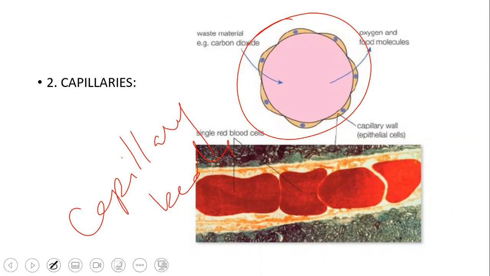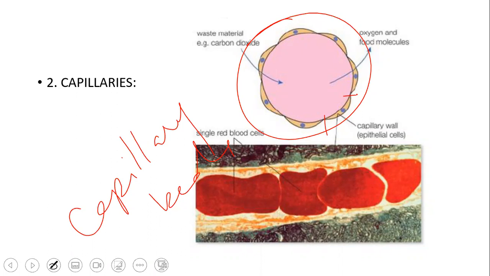The second thing you need to know is that the wall of the capillary is partially permeable. There are gaps present in the cells of the endothelium. There are gaps present between these cells. The gaps between these cells are very important because they allow the exchange of substances from the capillary into the surrounding cells.